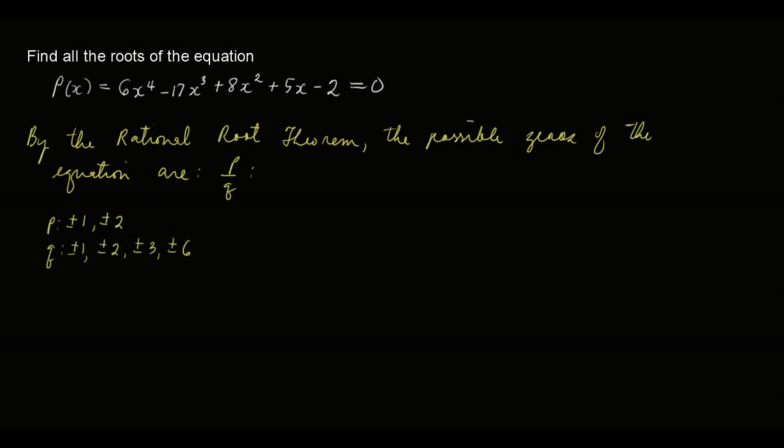And then we get the ratio. So P over Q, so let's have plus minus 1, plus minus 1/2, plus minus 1/3, plus minus 1/6, then 2 over 1, plus minus 2, then 2 over 2, plus minus 1, wag yun na isulat, 2 over 3, so you have plus minus 2/3, and then plus minus 2/6. Okay.